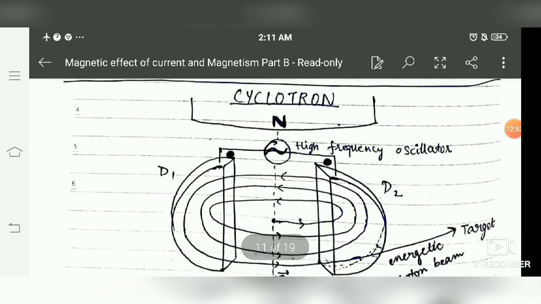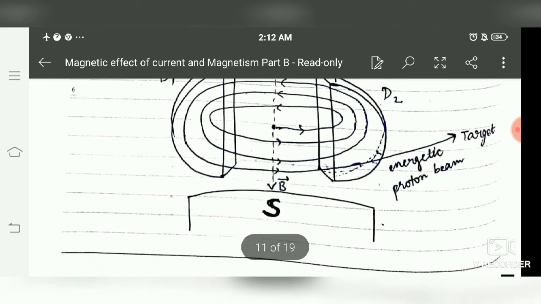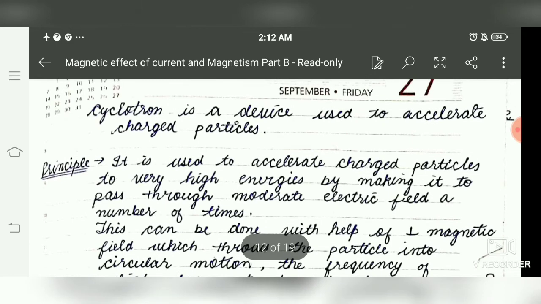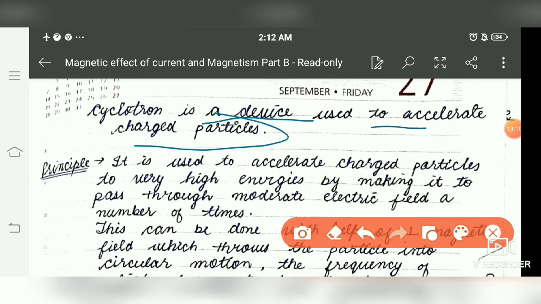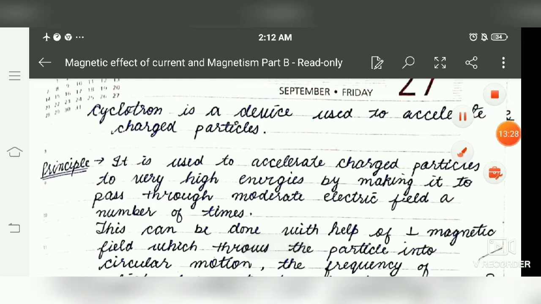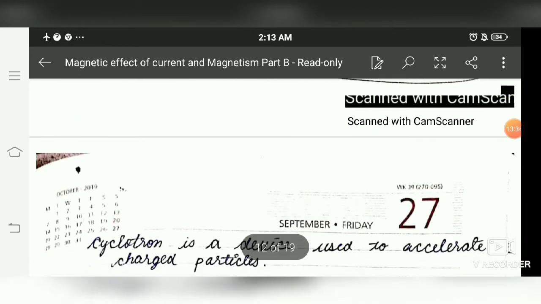Now next topic is cyclotron. This is quite an important topic, from both points of view. Now what's a cyclotron? First we need to look at what a cyclotron actually is. Cyclotron is a device used to accelerate charged particles, but it does not accelerate light particles. Like electrons do not get accelerated by this. So it is used to accelerate charged particles, but only heavy ones.